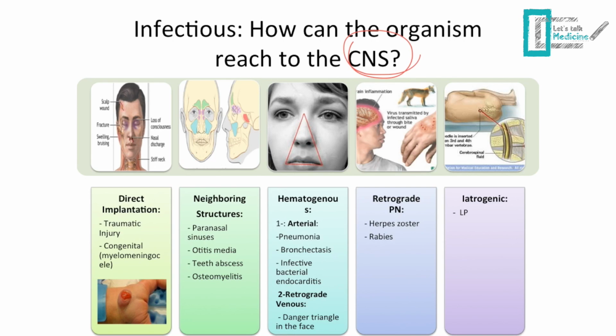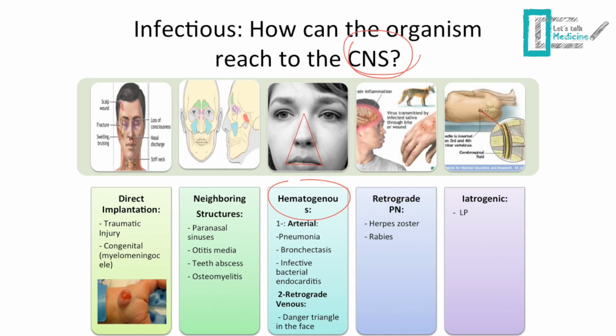So how can any organism, viral, bacterial, fungal, or any parasite, reach the CNS? We have different routes of transmission. However, the most important one is the hematogenous route, because most of the organisms take this route to invade the CNS. So we will go over each one now.